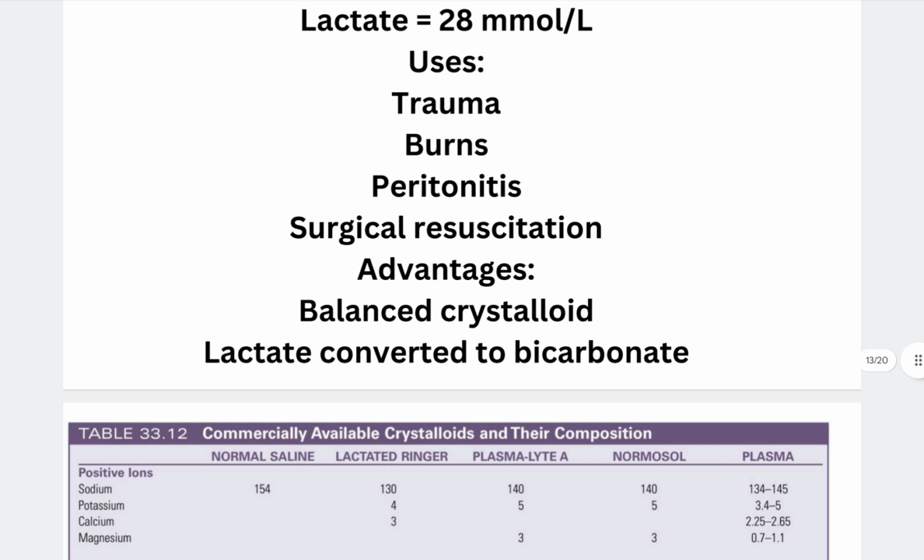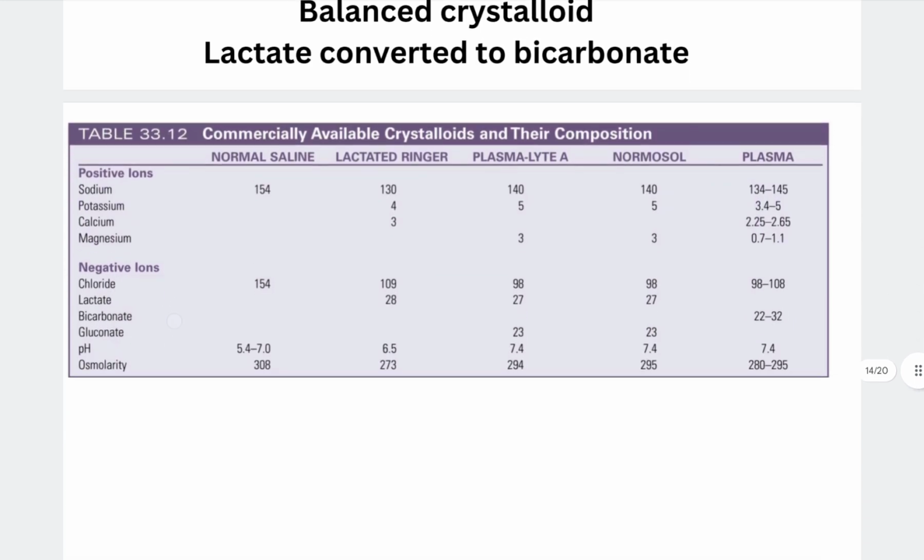So coming to next, this is the table taken from our Sabiston book. Normal saline contains sodium 154 and chloride 154, and it has an osmolarity of 308, but compared to plasma, which has an osmolarity of 280 to 295. Ringer lactate has an osmolarity of 273, and the next fluid, plasmalite, has an osmolarity almost similar to plasma, that is 294. Hence the name plasmalite.